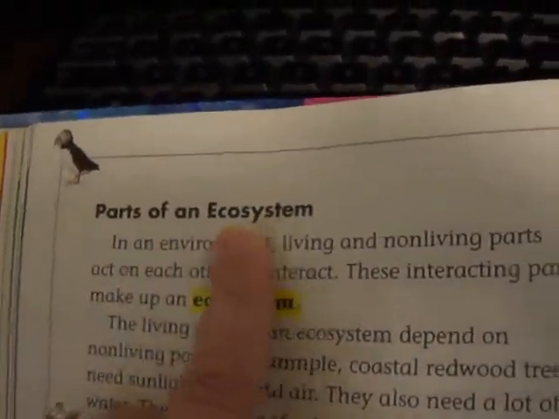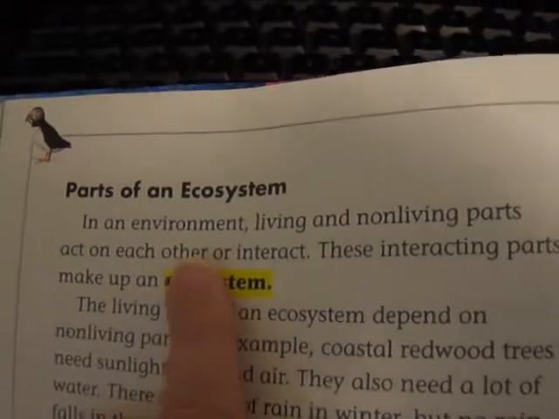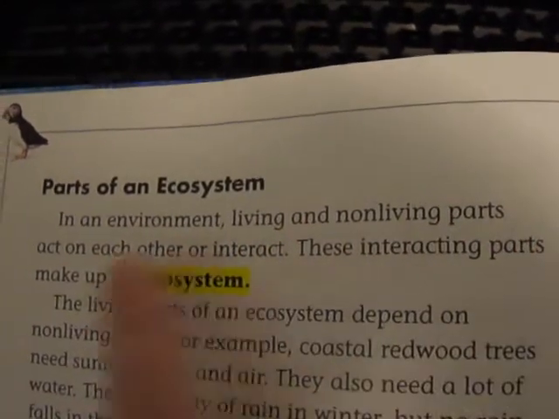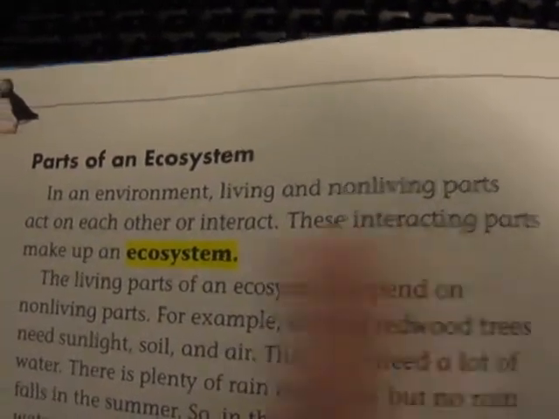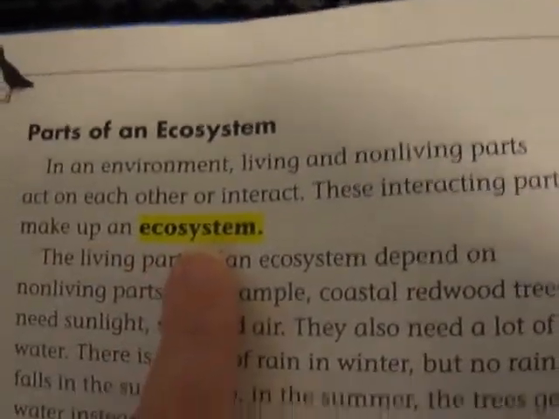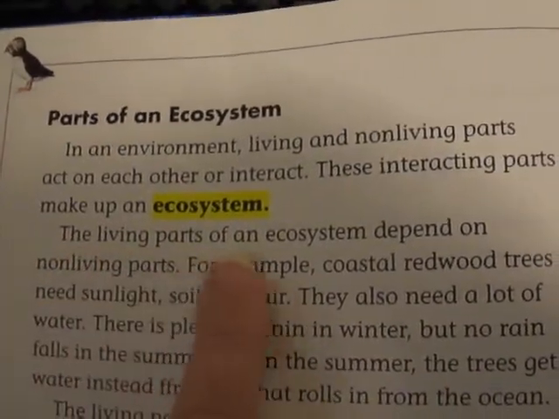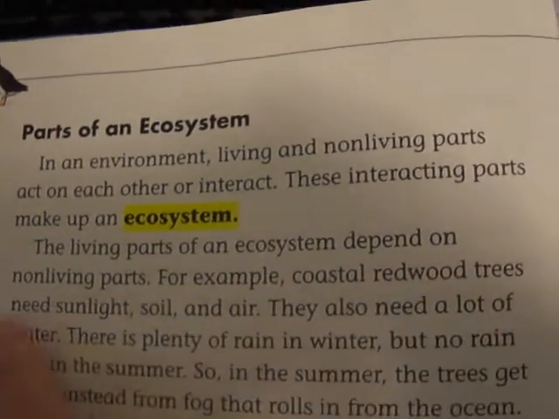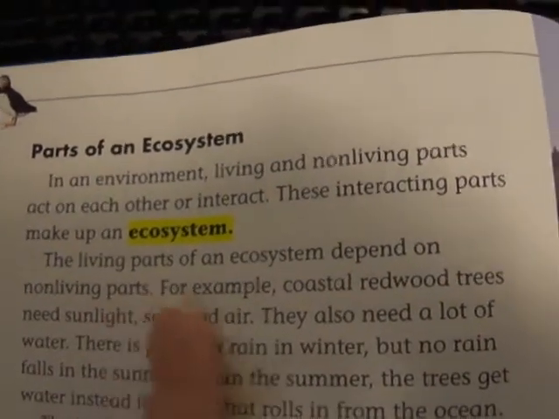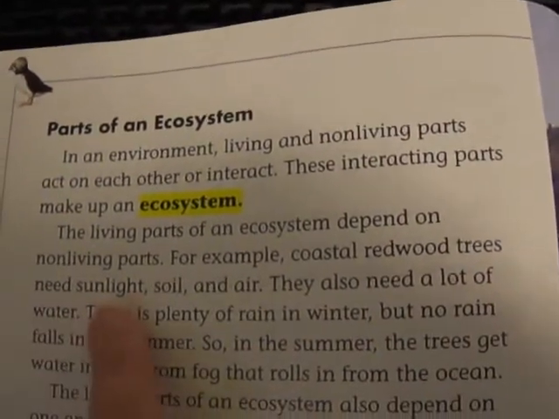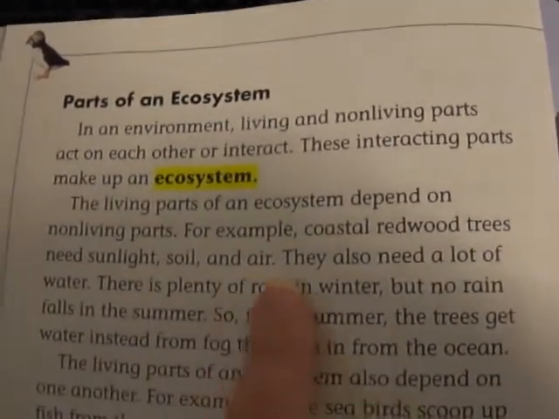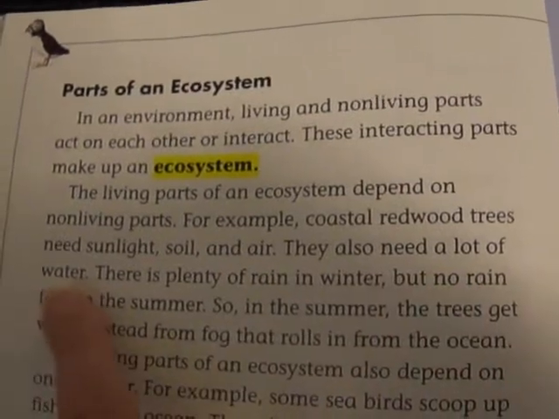Parts of an ecosystem. In an environment, living and non-living parts act on each other, or interact. These interacting parts make up an ecosystem. The living parts of an ecosystem depend on non-living parts. For example, coastal redwood trees need sunlight, soil, and air. They also need a lot of water.